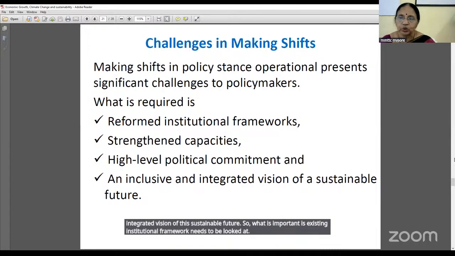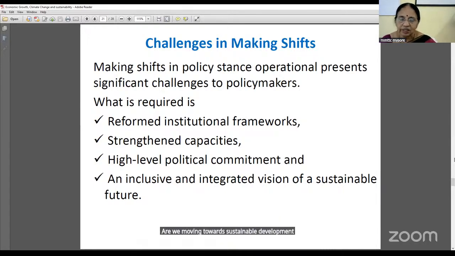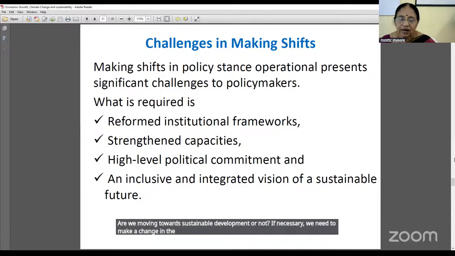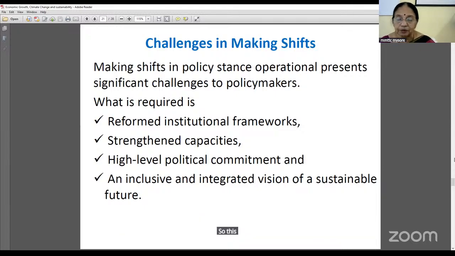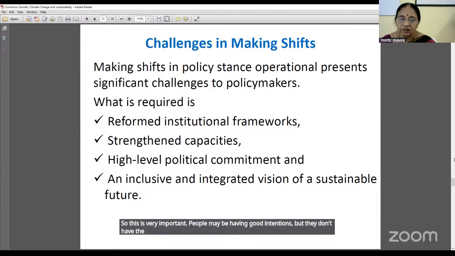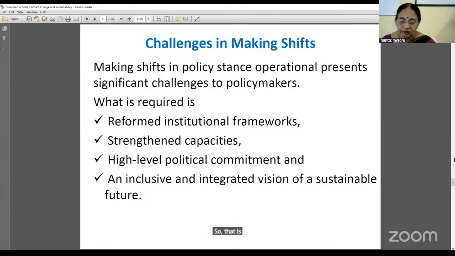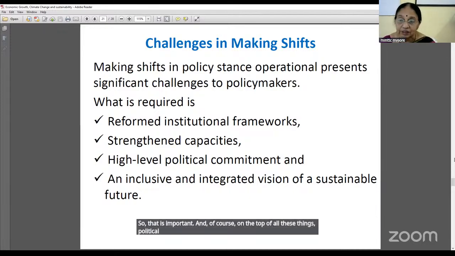What is important is that the existing institutional framework needs to be looked at. Are we moving towards sustainable development or not? If necessary, we need to make a change in the institutional frameworks, and similarly strengthen the capacities. This is very important. People may have good intentions, but they don't have the capabilities, they don't have the capacities. So that is important. And of course, on top of all these things, political commitment is extremely important.